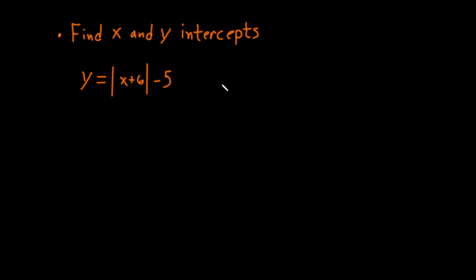It says find the x and y intercepts. Now, whenever you see the word intercept or intercepts, basically you're going to plug in 0. You're going to plug in 0 for x and y, and then solve separately. So don't do it at the same time. You're going to plug in 0 for x the first time, solve for y. Then we're going to put the 0 into the y and then solve for x.